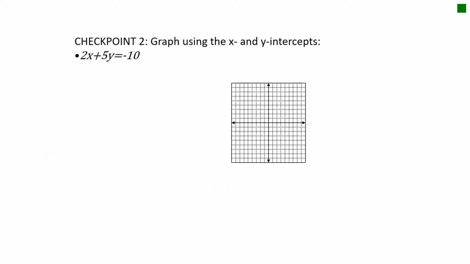Oh! Okay, so checkpoint 2, you're going to graph using the x and y-intercepts. I don't know why I put that dot there. I don't know why it's all weird. Sometimes I'm not very good at this, guys.